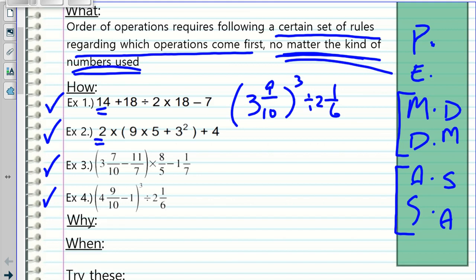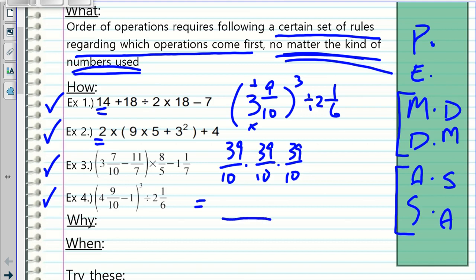This number has to be multiplied by itself 3 times. So let's do that. Let's convert this. So let's see, 39 over 10 times itself 3 times. And unfortunately, there's nothing to cross cancel. I really should not have done this. Okay, all right. So hold on. Now, 10 times 10 times 10 is 1,000. Right, so let's see what's 39 times 39 times 39.